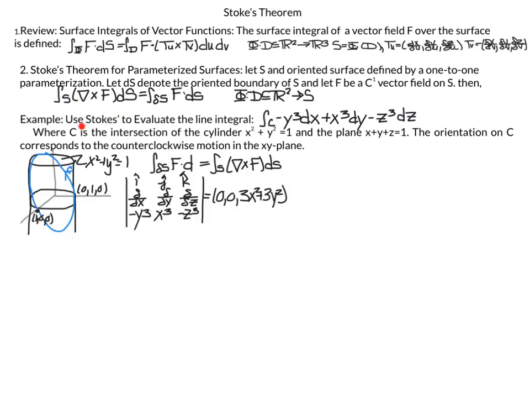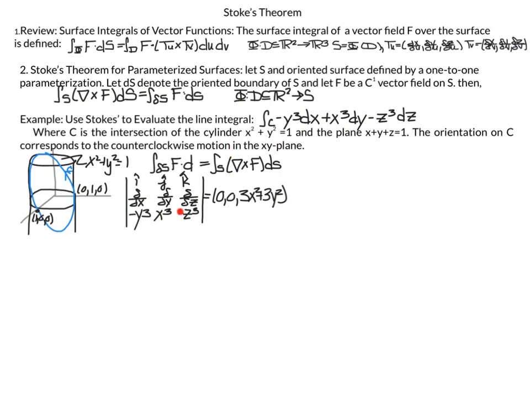Since the problem was to use Stokes' theorem to evaluate the line integral, usually that means you're going to use the other side of the equation. If they give you the line integral, you're going to do the surface integral of the curl. If they say use Stokes' theorem to evaluate the surface integral of the curl, that usually means you're going to do the line integral. And why do I say that? Well, if they just wanted you to do the line integral, they would have said evaluate the line integral. When they say use Stokes' theorem, they usually want you to do the other side of the equation. But nevertheless, we're going to do both sides, starting with the curl.